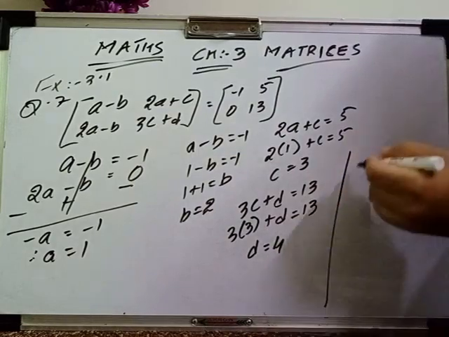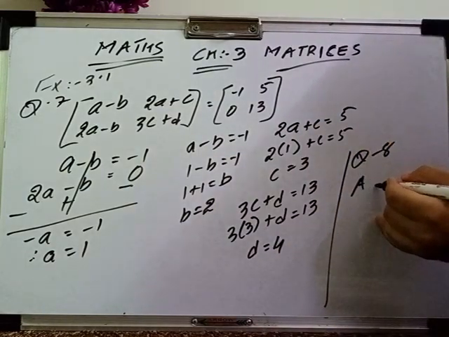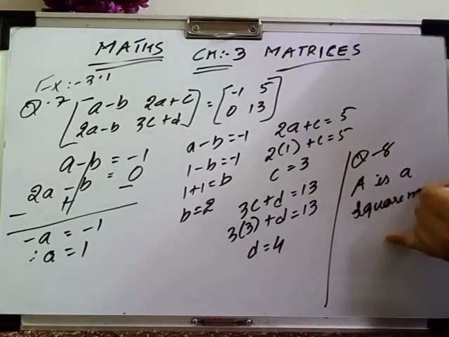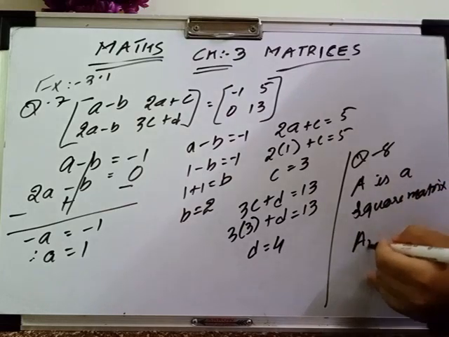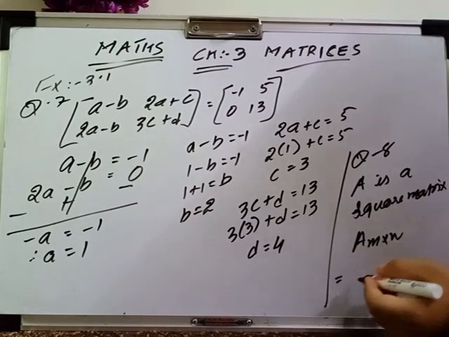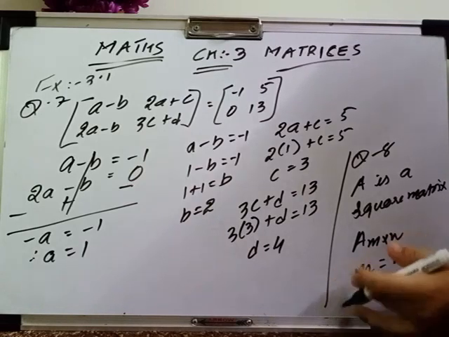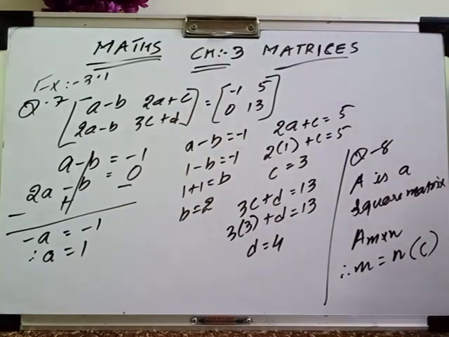Let's try to understand the 8th MCQ. In this, it is given that A is a square matrix, and the order of this matrix A is m cross n. As this is a square matrix, the number of rows will be equal to the number of columns, and that's why C is the correct option.